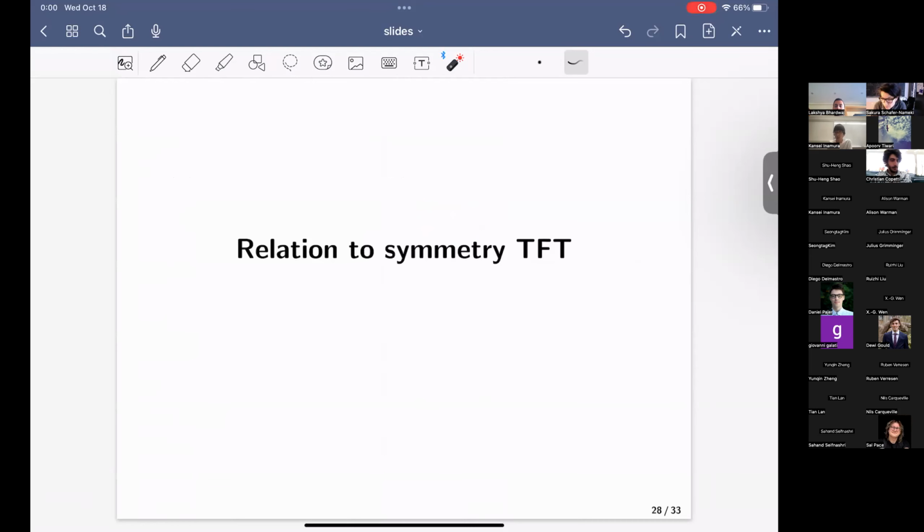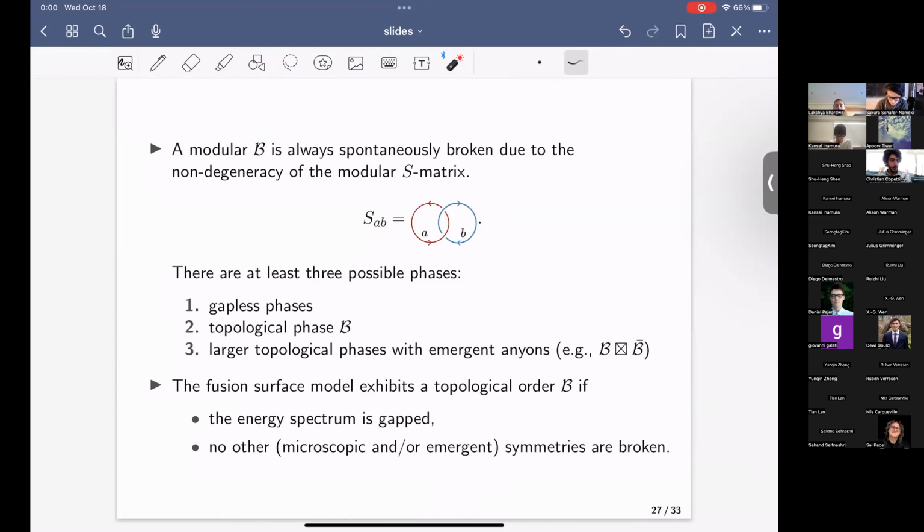Actually, I have a confusion about the previous slide. Why does the S matrix imply that this Mod B is always spontaneously broken? I would have thought it's implying something more like a t'Hooft anomaly, which then implies that options 1, 2, or 3 are possible. Yeah, what I mean is that if the modular matrix is non-degenerate, then for every topological line A, there's a charged topological line B. So this means that the symmetry generated by A is spontaneously broken because there's a topological line that is charged under the symmetry. This is all what I mean by what I said. Okay.